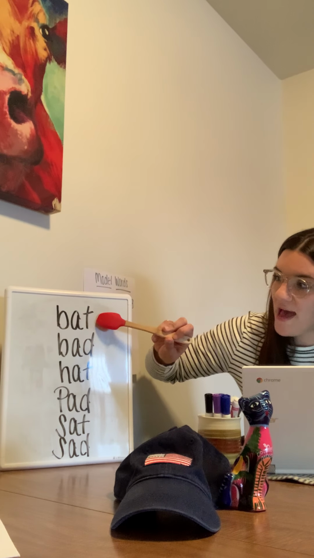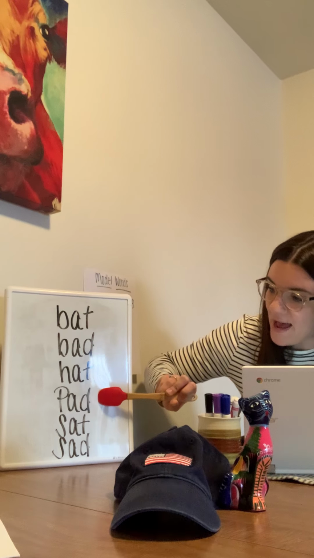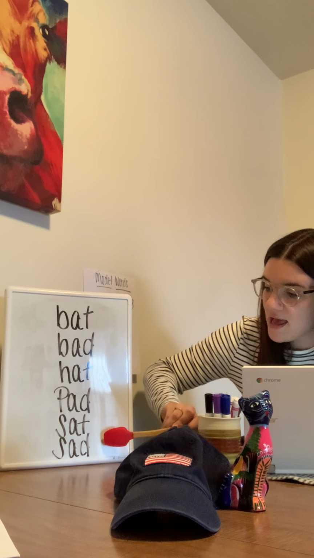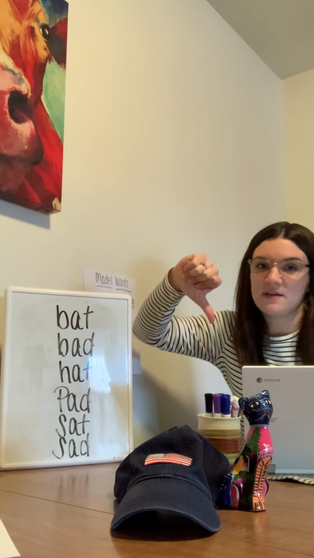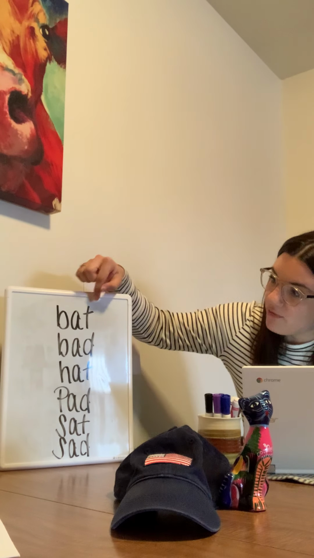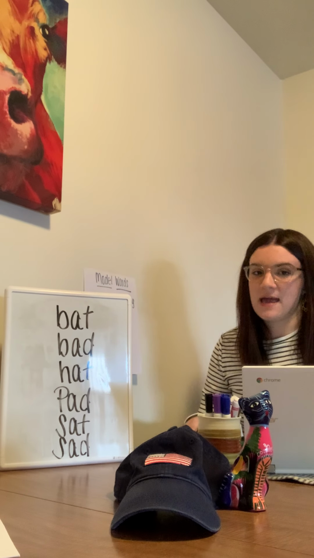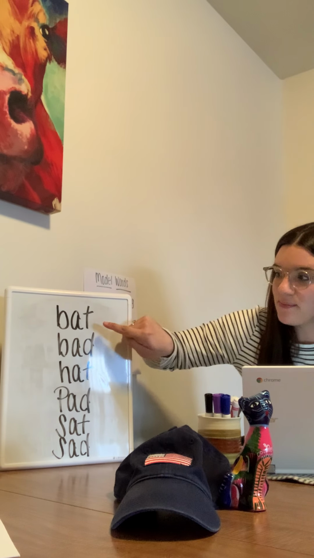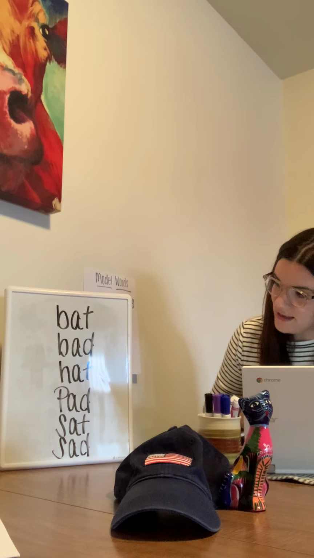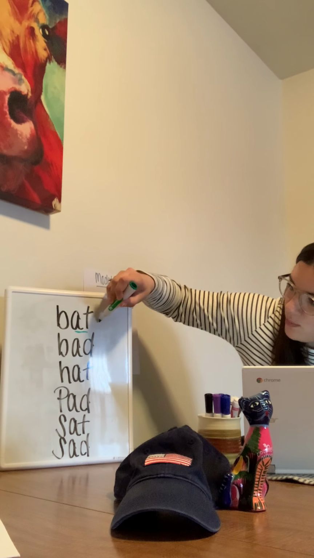Okay. So here we have bat, bad, hat, pad, sat, and sad. So, I would like for you to give me a thumbs up if you think the word follows our pattern, or a thumbs down if it doesn't follow our pattern. So, our first word is bat, b, at. Okay, thumbs up or thumbs down? Thumbs up, yes, bat follows our new pattern, because it contains the at pattern. So we'll put a green check mark.